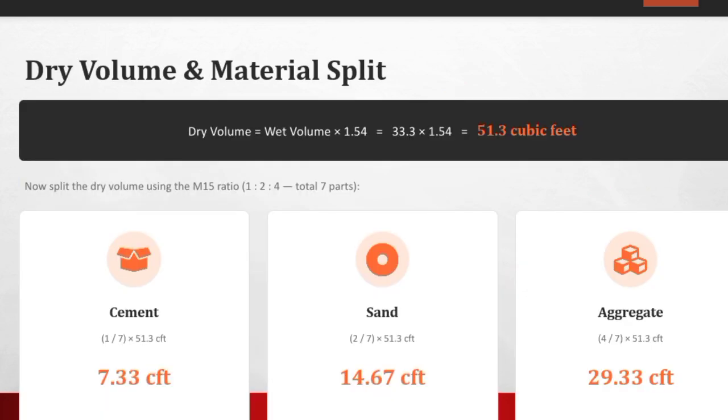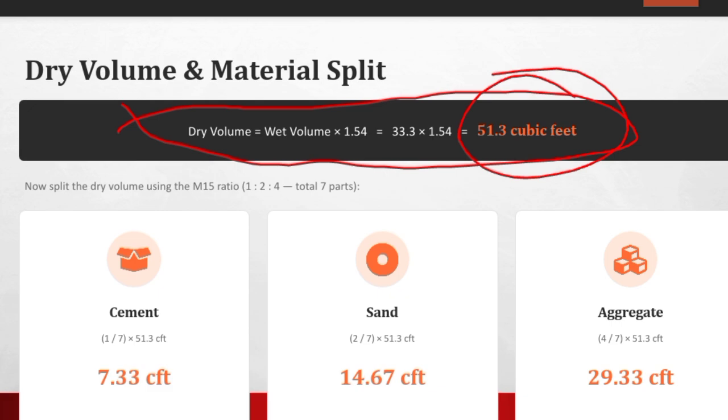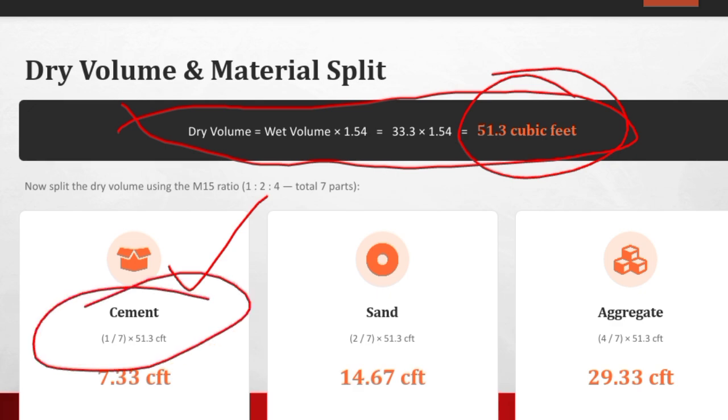Now we convert wet volume to dry volume. As we know, we have a formula to calculate the dry volume. Dry volume is equal to wet volume times 1.54. So 33.3 cubic feet multiplied by 1.54 is 51.3 cubic feet. Now the next step, we calculate each material, each ingredient used in concrete. First, the cement: the ratio of cement divided by the sum of ratio, that is 7. 1 divided by 7 multiplied by 51.3, that is the dry volume. The answer is 7.33 cubic feet.